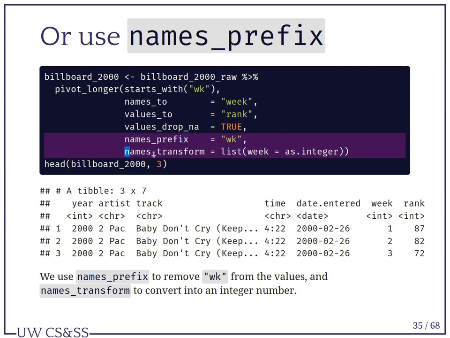And then we can also say names transform is equal to a list of the week column now as that integer, with week being this one that's being created up here. This is kind of goofy syntax for this. I'm showing you this so that you can use it. I didn't get quite what names prefix is doing.